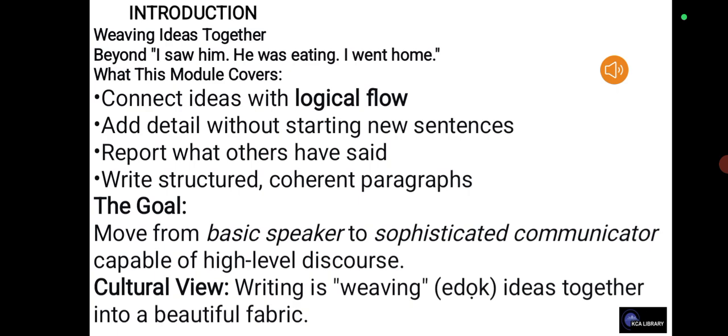You also learn to add detail inside one sentence using relative clauses, so instead of two sentences you say, the person who went to the market is my friend. Another big step is reported speech, where you tell what Obong said without repeating his exact words. All of these pieces let you build paragraphs that have a topic, support, and a conclusion. The cultural idea of idoc reminds you that good Efik-Ibibio speech is woven, not stacked. Each connector and clause is a thread that makes the whole message stronger and more beautiful.